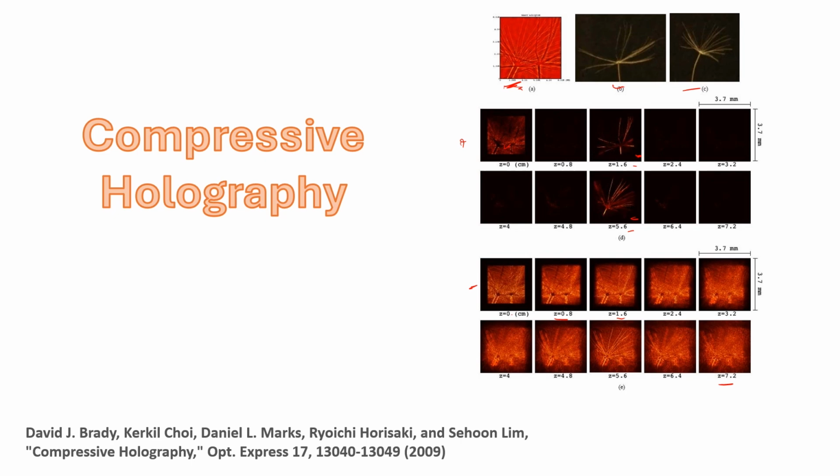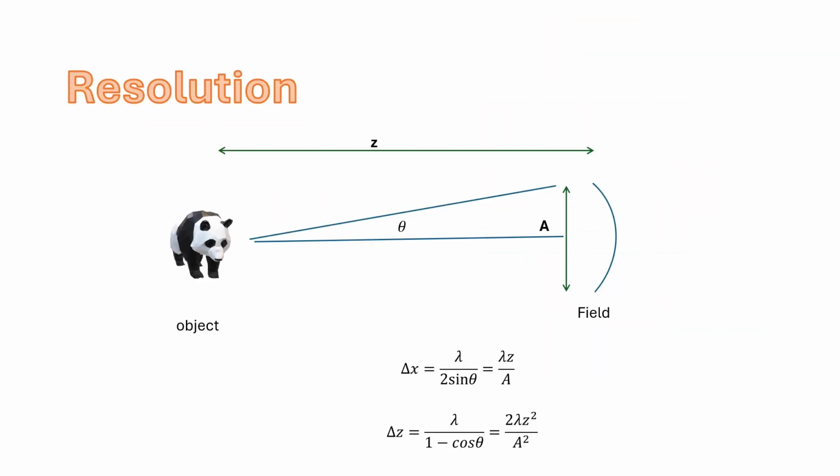This particular result was obtained by taking the measured hologram and using the total variation method discussed back in chapter 3 to estimate the three-dimensional object. When we think about the resolution here, we have objects at 1.6 centimeters and 5.6 centimeters. We need to think about what kind of resolution we can obtain in these systems.